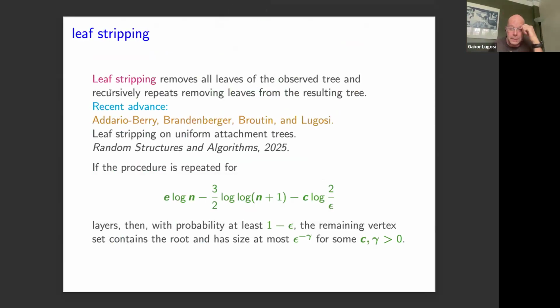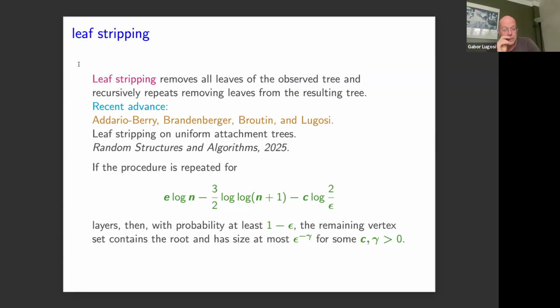There are other really simple, intuitively simple ways of trying to find Adam. One of them that had been suggested before is what we call leaf stripping. So let's say we have this big tree. Now we can just remove all the leaves. And now we have a new tree, so we can just remove all the leaves again. So like an onion, we keep removing the layers until we have a few vertices. And it would make sense to hope that the root will be somewhere in the core.